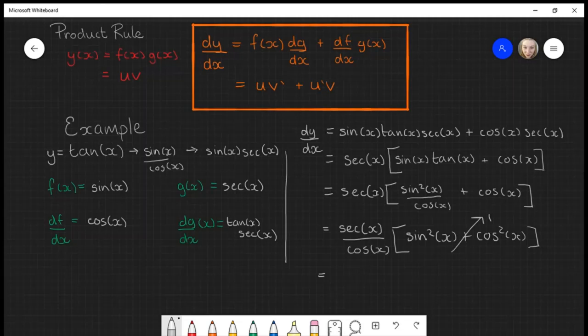Simplify sec x over cos x, therefore this becomes sec squared x, which if you do look at your identities, you will see that tan x, when differentiated, does go to sec squared x.